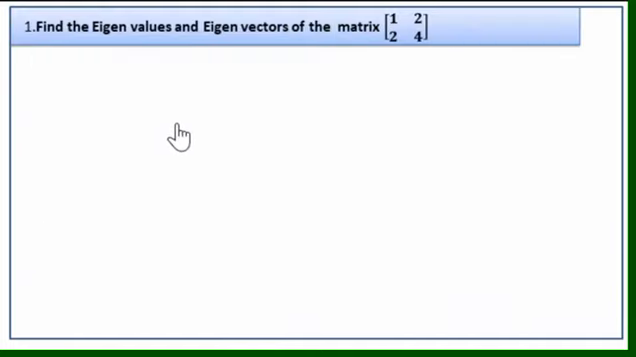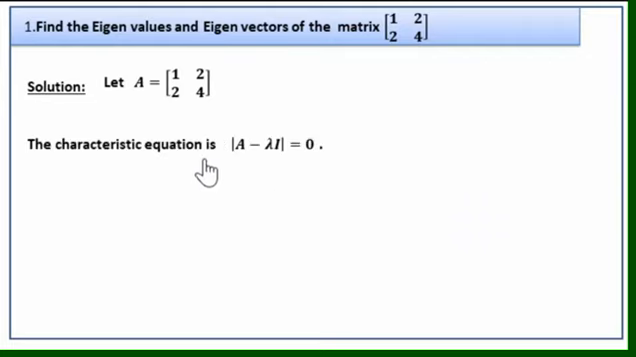Now let's go through some problems. Problem number 1 is to find the eigenvalues and eigenvectors of the matrix [1, 2; 2, 4]. First let's name the matrix. So call it A, equal to [1, 2; 2, 4]. Then first we have to write down the characteristic equation and solve it to find the eigenvalues. So the characteristic equation is determinant of A minus lambda I equals 0. That is, the determinant of [1 minus lambda, 2; 2, 4 minus lambda] equals 0. Here note that the matrix is just equal to A with lambda subtracted from each entry on the main diagonal.